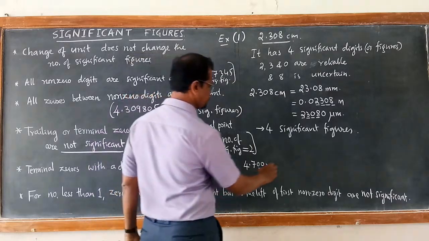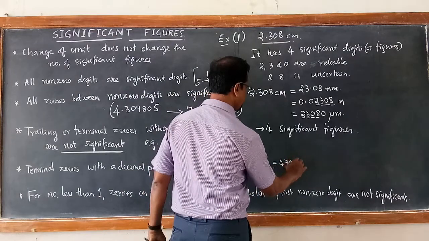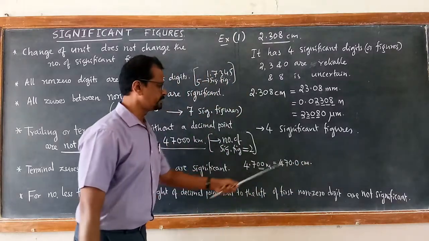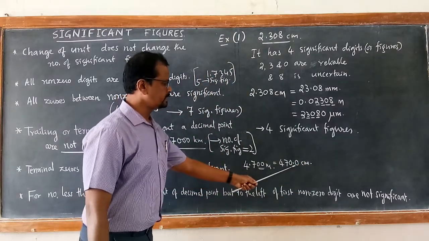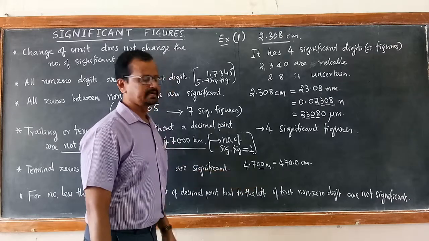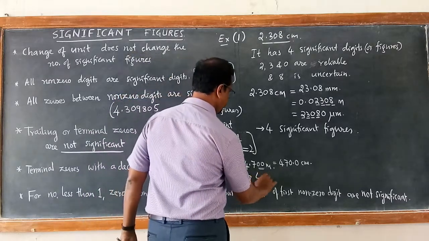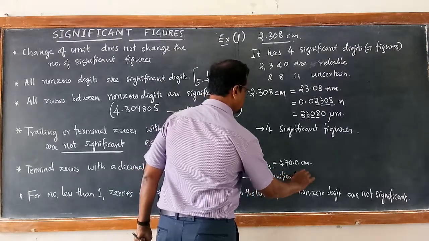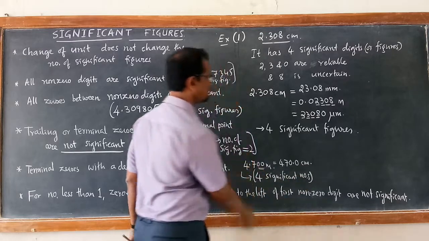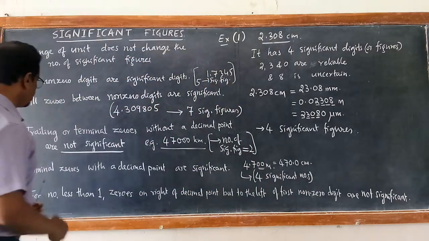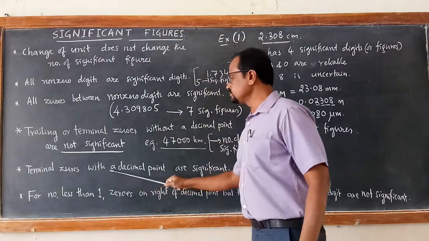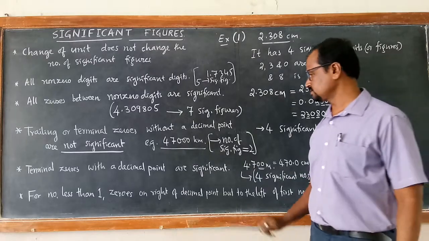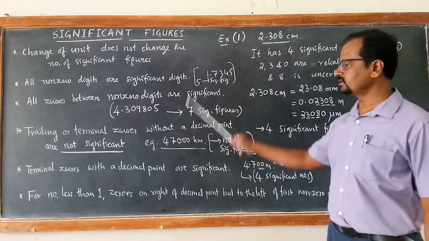The same thing can also be expressed as 470.0 centimeter. Again there is a 0 after the decimal, so that is also significant. Therefore it has 4 significant numbers. So remember, the terminal or trailing zeros with a decimal point are also significant numbers. So these are 4-5 important rules.